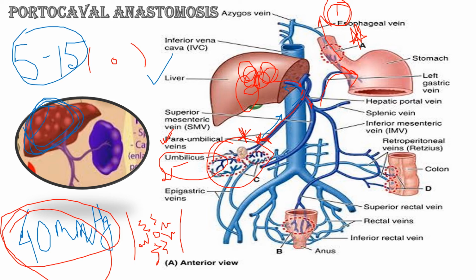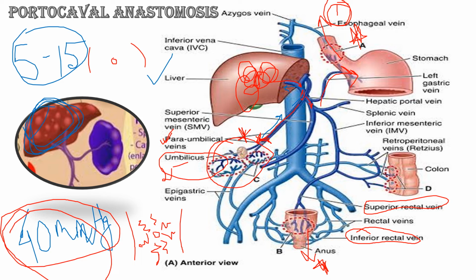This is point number 2 of the communication. Point number 3 is the one which is marked in B, the anus. Now in the anus, you can see the superior rectal vein, anastomosis with the middle and the inferior rectal vein. So again, this is also another important site of the anastomosis or the site of a communication.